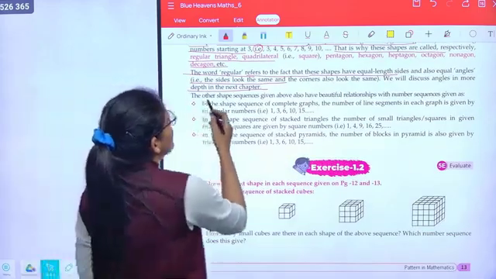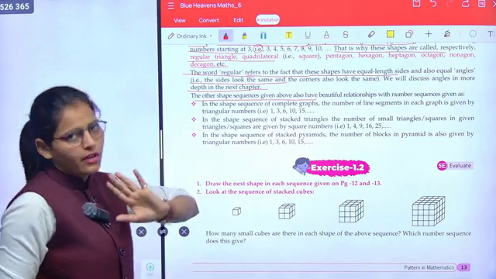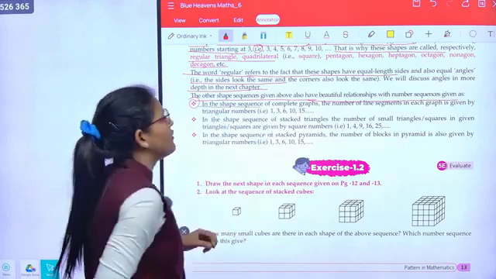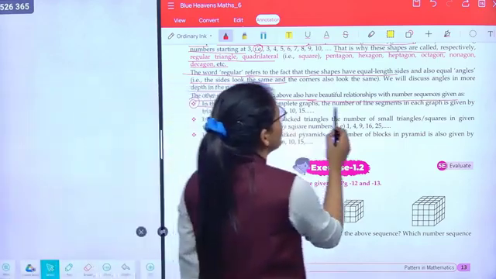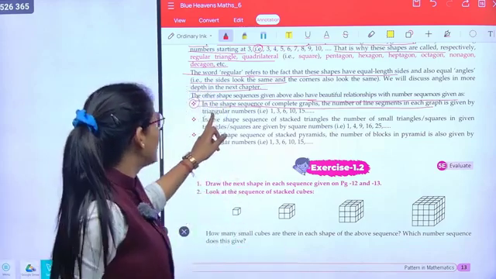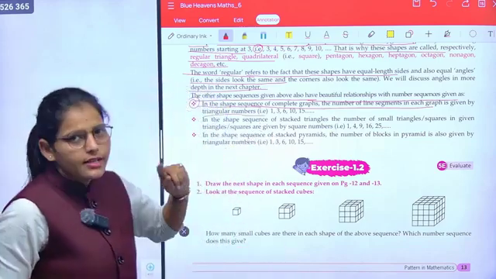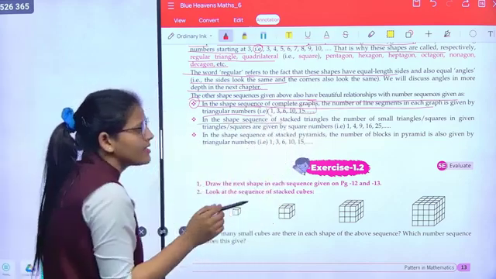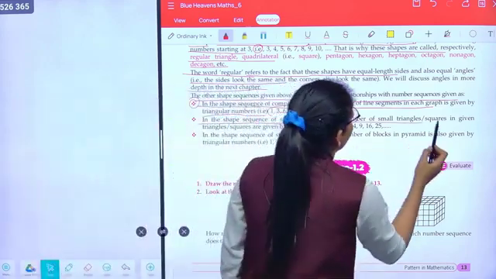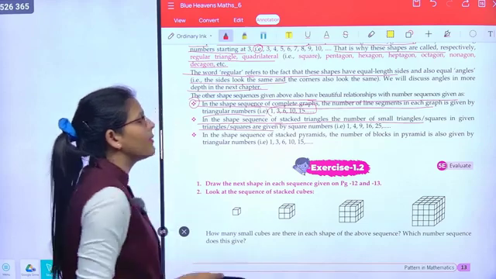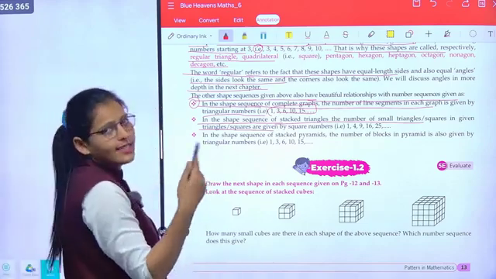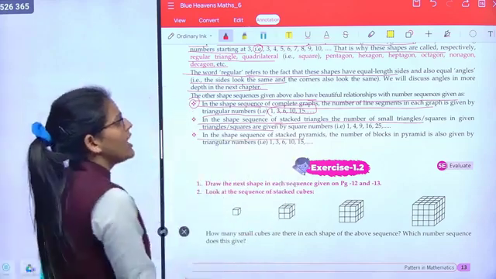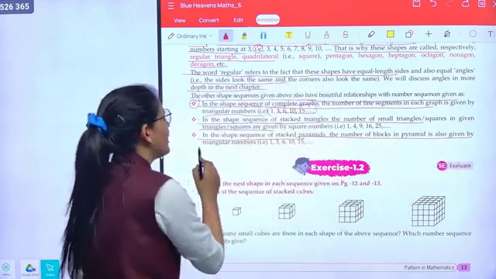The other shape sequences given above also have beautiful relationships with number sequences. In the shape sequence of complete graphs, the number of line segments in each graph is given by the triangular numbers, that is 1, 3, 6, 10, 15. Class, these are triangular numbers. In the shape sequence of stacked triangles, the number of small triangles in the given triangles is given by square numbers, that is 1, 4, 9, 16, 25. In the shape sequence of stacked pyramids, the number of blocks in the pyramids is also given by the triangular numbers.